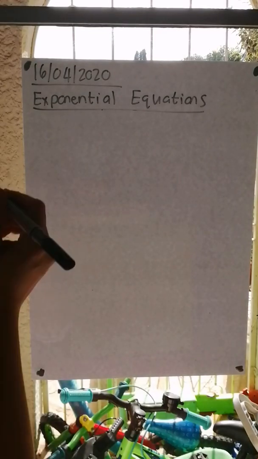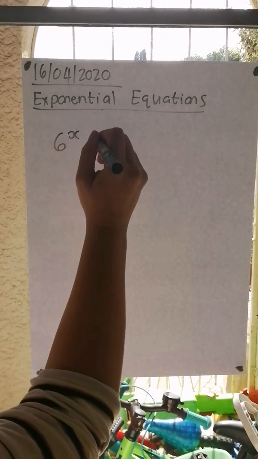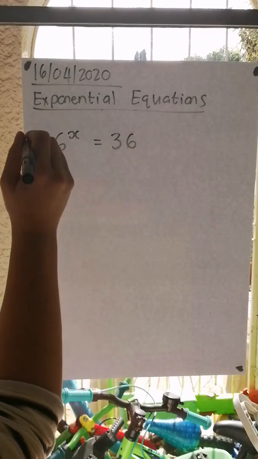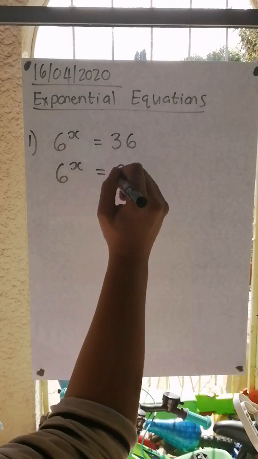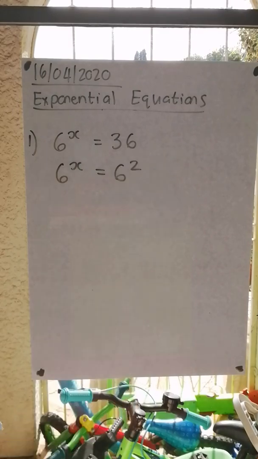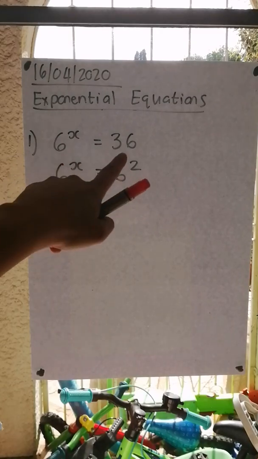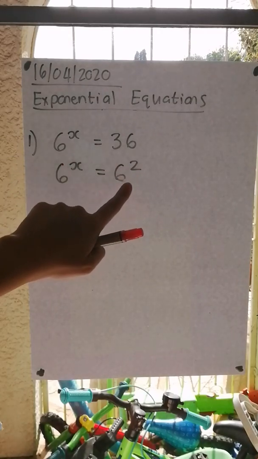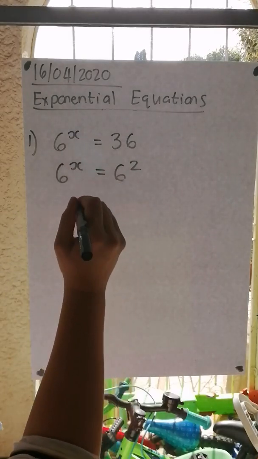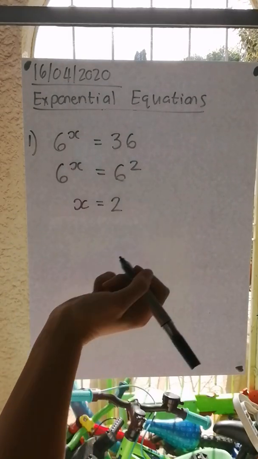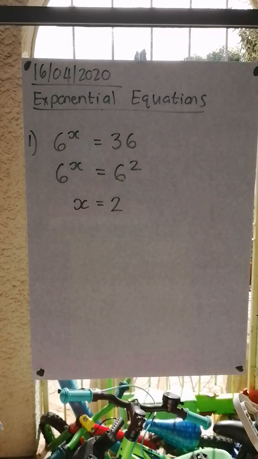Let's start with example 1. Example 1 says solve for x if 6 to the power of x equals 36. So this is example 1. Okay, like bases, I choose this to be 6 squared because 6 squared is 36. I'm not changing the value of the equation or this value. I'm just writing it in a different form. That's all I'm doing. Why? So that I can ignore the bases and x equals 2. Okay, that would be your first one.